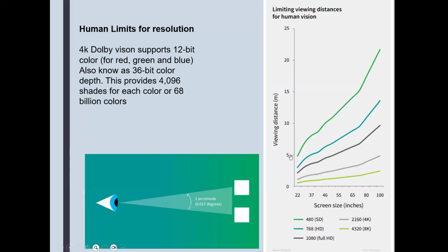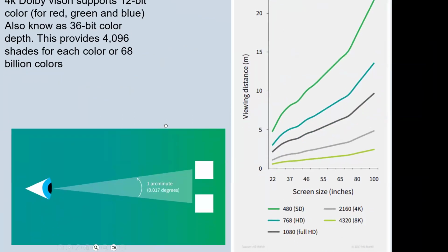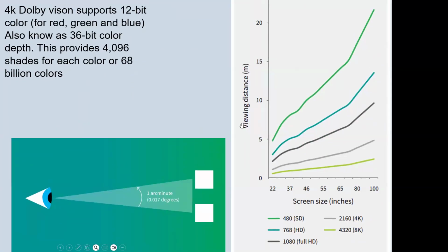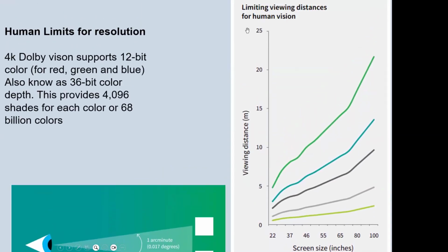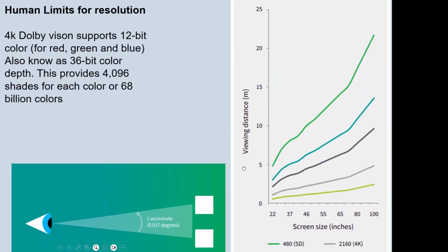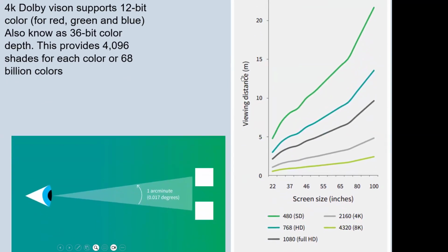Viewing distance: as far as human limitations, there are limiting viewing distances for human vision in order to get the full benefit of the resolution being presented to you. So here's viewing distance in meters, here's the screen size in inches, and here are the graphs.